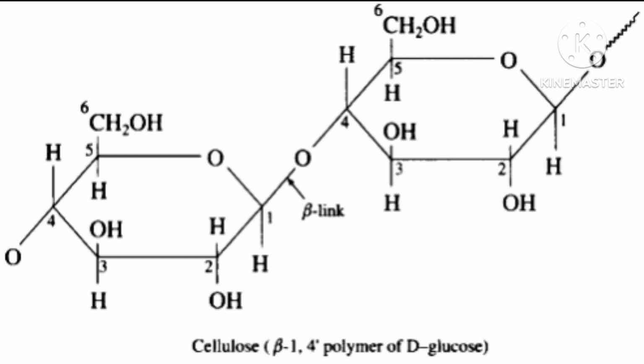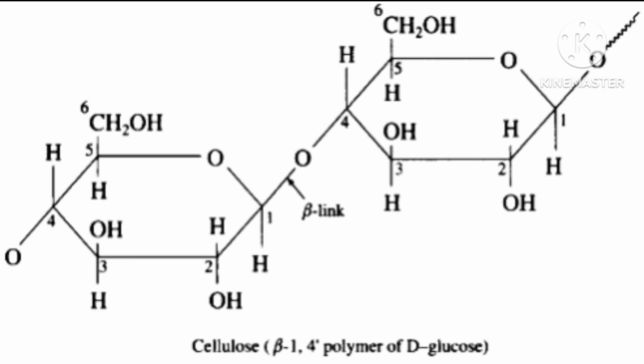Correct? Then the complete structure including all 5. Now all are joined to each other. All are joined through each other. Correct? Then now complete 5 rings are joined to each other. Then that is called amylopectin.